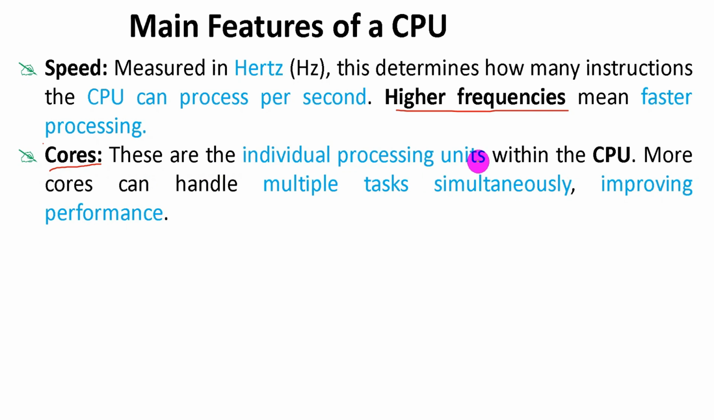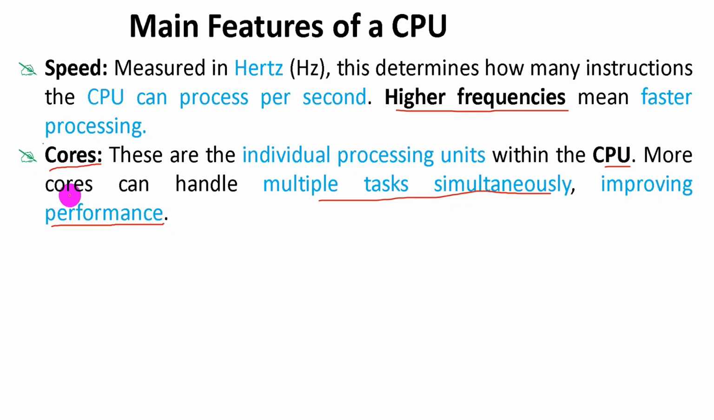The other feature of the CPU is the core. These are the individual processing units within the CPU. If there are more cores in one computer, it can handle multiple tasks simultaneously. We call it parallel processing. This helps to improve the performance. Under performance, we consider the computational time or the response time to execute and calculate any operation.